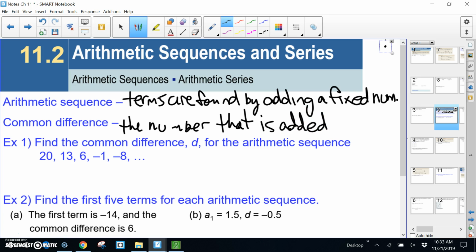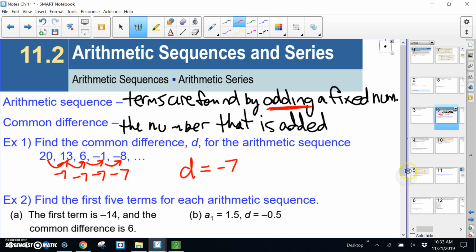Example 1 says find the common difference D for the arithmetic sequence shown below. If you look at it, it doesn't take too long to see that it looks like you're subtracting 7. Minus 7, minus 7, minus 7, minus 7. It looks like you're subtracting 7 to get to the next number, but remember that we're talking about adding. So think of it more as adding negative 7. The common difference is negative 7 because we are adding negative 7.